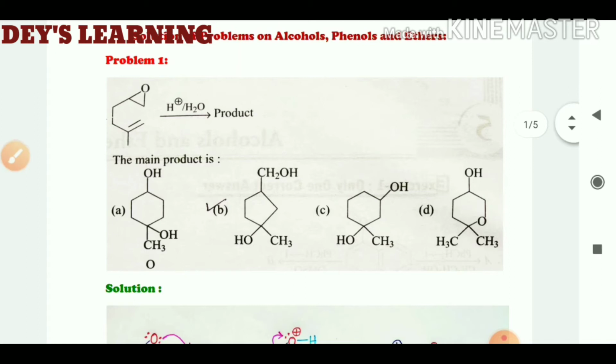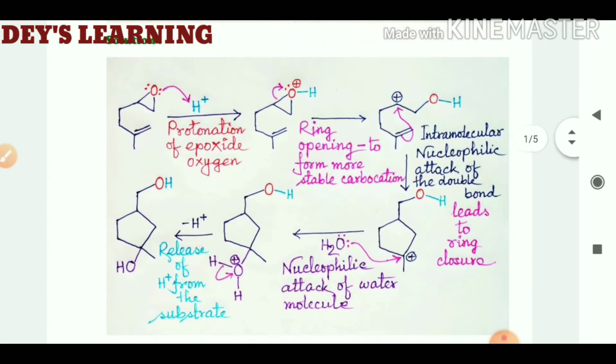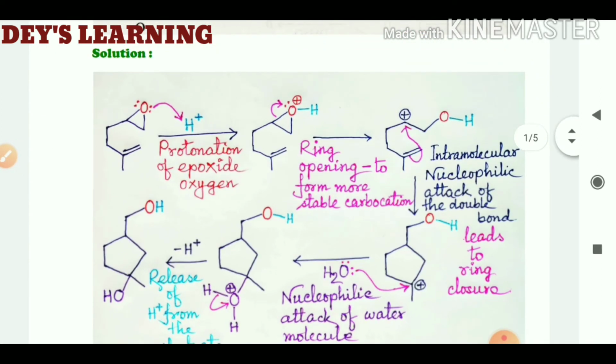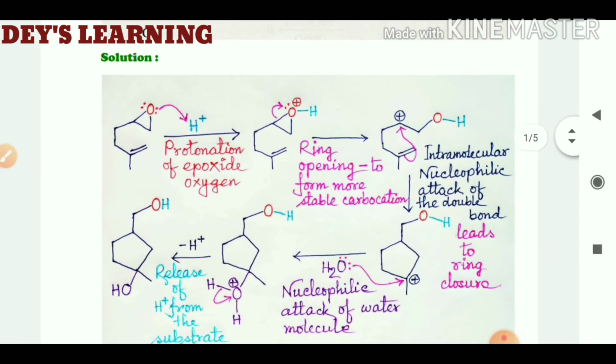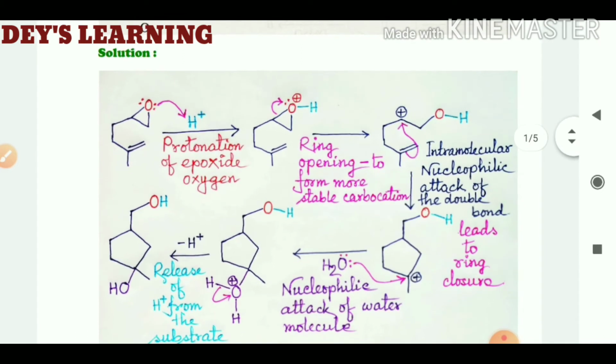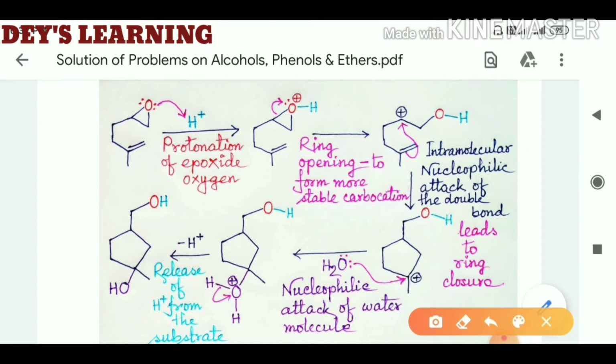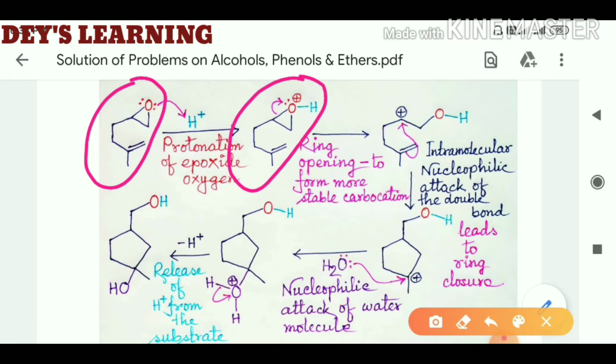Let us solve it. The solution is given here. My duty is to explain it. Okay, this is our substrate molecule, and in the first step the protonation of the epoxide oxygen occurs, and as a result we get this intermediate, the protonated form of the substrate.